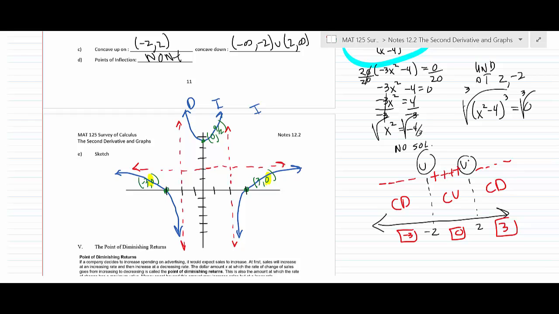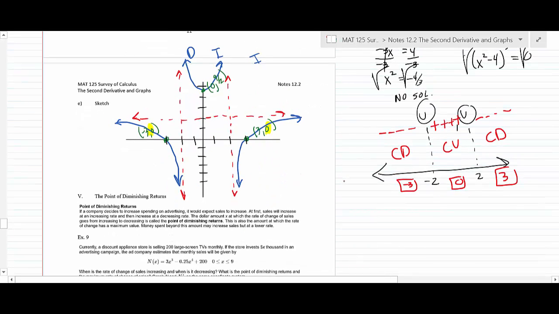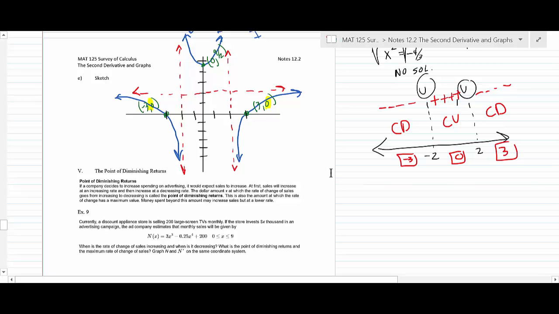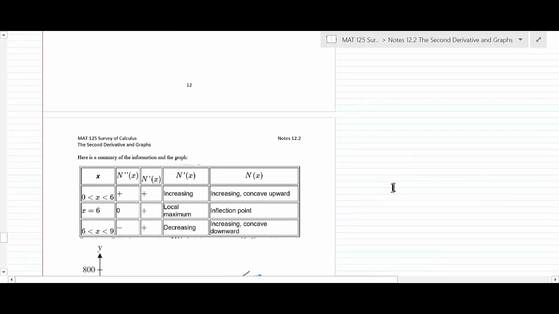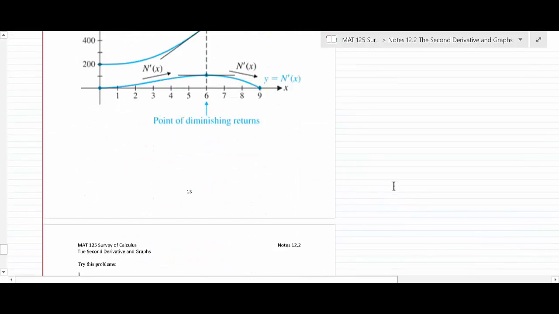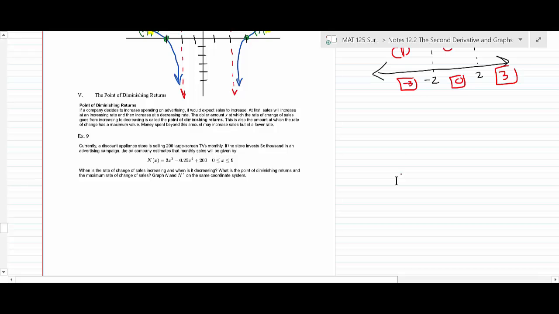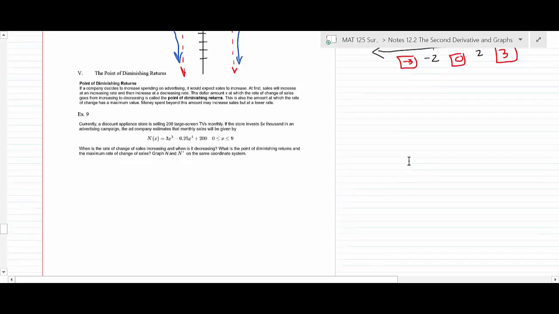Okay, let me finish up with point of diminishing returns. The very last problem on that I'm just going to let you do on your own. I'll just have you do outside of class so we can have a little bit of time to talk about our test. So what I want to do is just do this problem with point of diminishing returns.